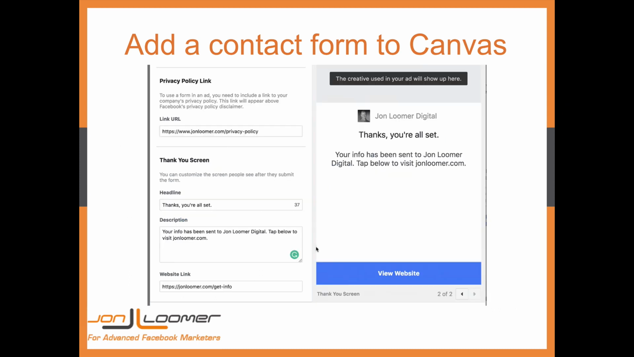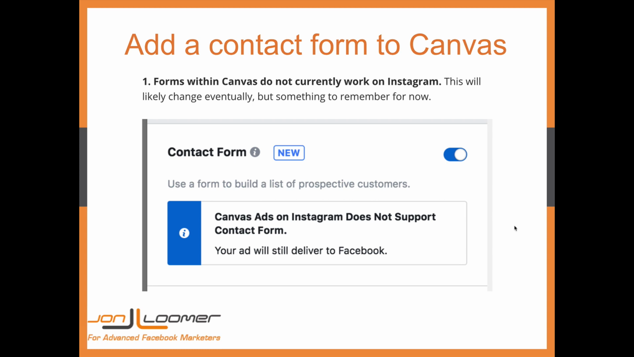You can add some custom questions if you want. You're going to add the privacy link URL. You can add a headline, description, the website link, so after they're done, they can click a button. It looks like you can't customize that button, by the way, unlike on a lead ad form. But a few considerations. First of all, at least for now, these forms within Canvas do not currently work on Instagram, so you can get this error. It doesn't look like you have to remove that placement from what I can tell, because oftentimes they'll force you to remove it or they'll remove it automatically.